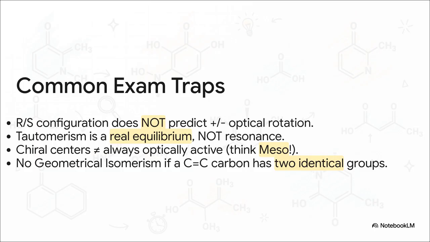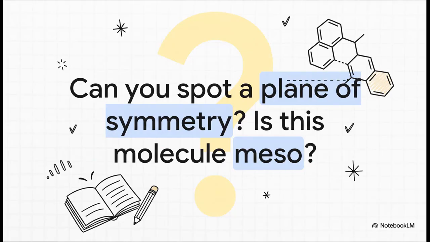And trap 4. To have E/Z isomers, each carbon in the double bond needs 2 different groups. If even one of those carbons has 2 of the same thing attached, there's no geometrical isomerism. Game over. So to wrap this all up, let's put it into action.